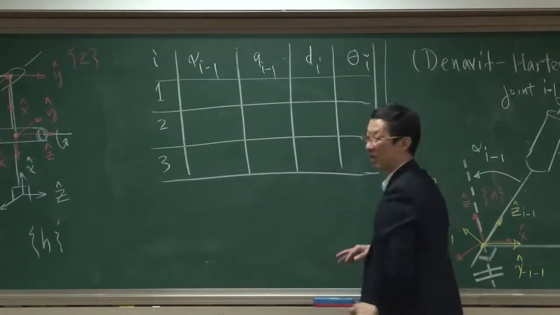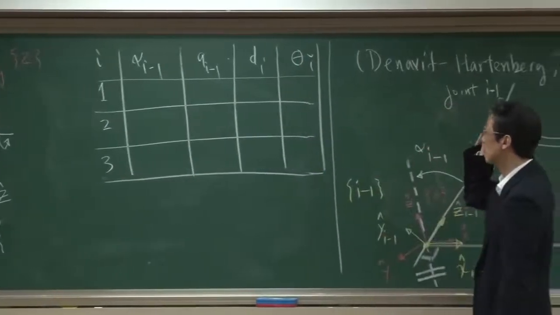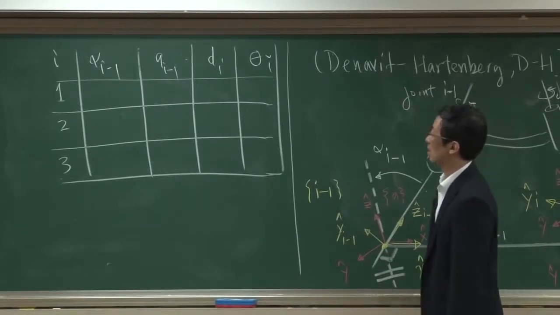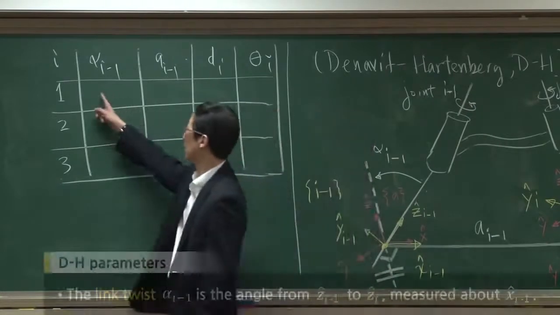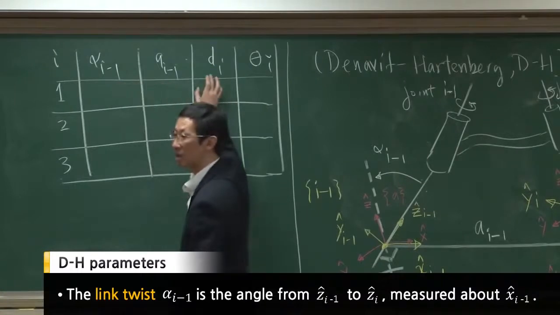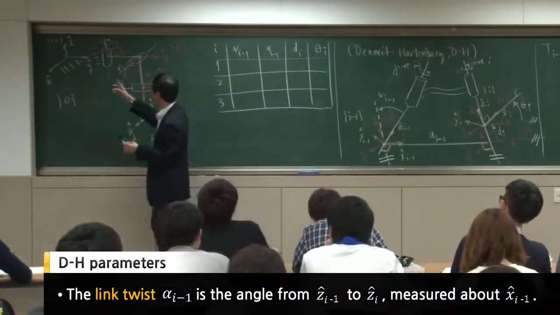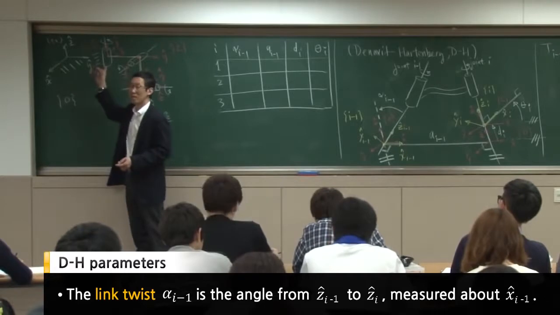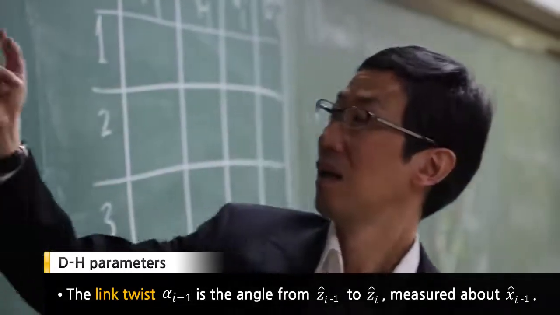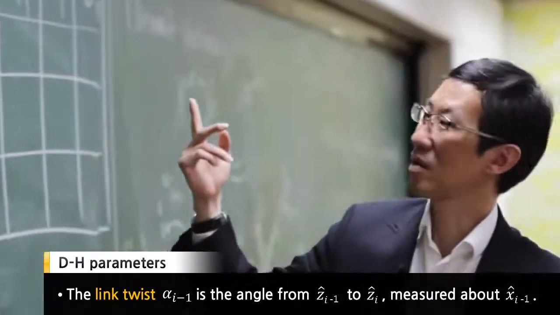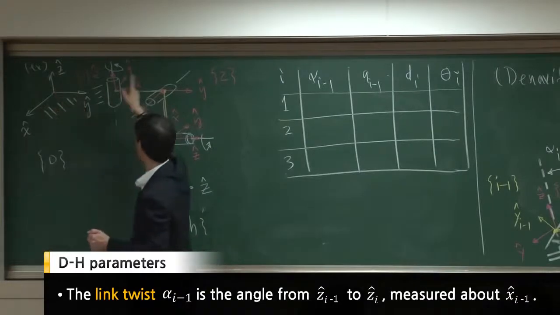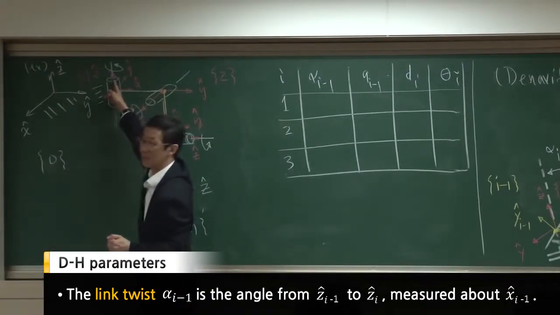Now we're going to fill in the table. So to fill in this first row, we have to imagine that we're going from frame 0 to frame 1. Okay, going from frame 0 to frame 1. Frame 0 is XYZ. Frame 1 is XYZ.